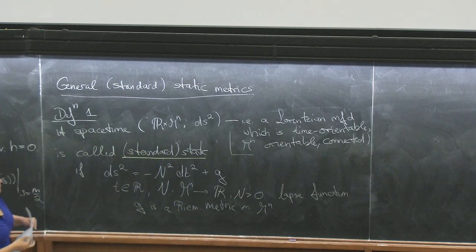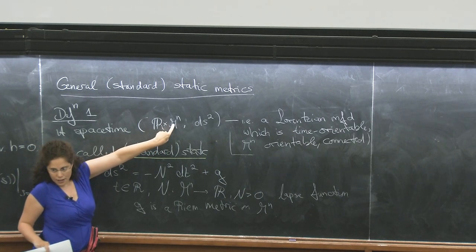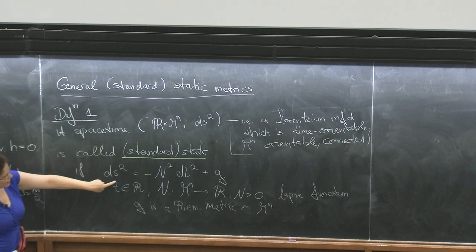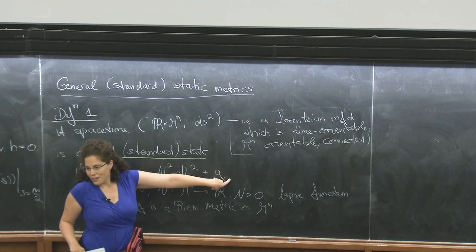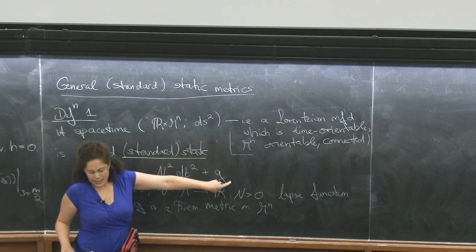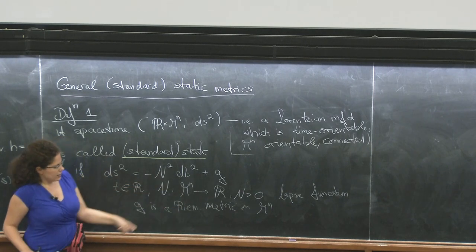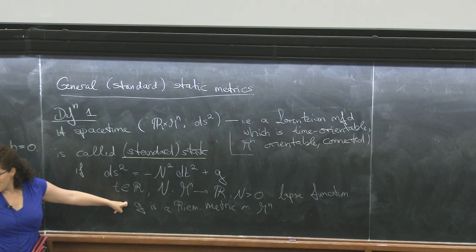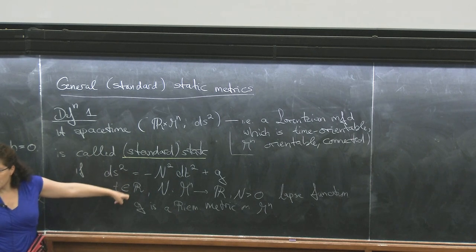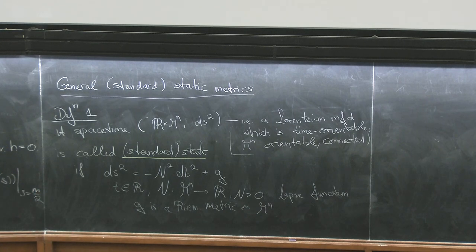Okay, so we have this warped, this product manifold, R cross M^n. R is the time coordinate, and M^n is the spatial manifold, as before. And now we have a term here that looks exactly like before, but our spatial metric g can be different from spherically symmetric. And N also doesn't only depend on some radial coordinate, but can depend on the whole spatial coordinate set. But of course, we still want N to be positive. And now g is a Riemannian metric, meaning it's also time independent. And N is also time independent. They're just on M^n. They don't depend on t. Okay, that's what's called standard static. And of course, all the examples we've looked at before are of this form.